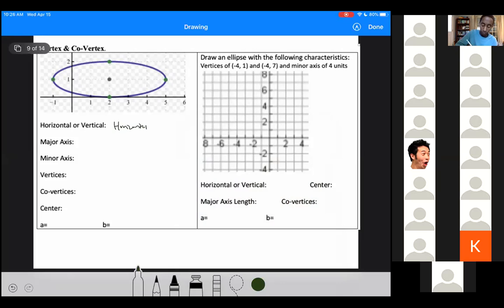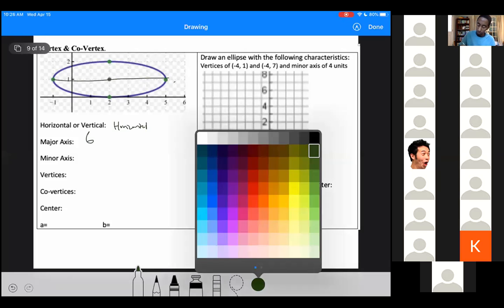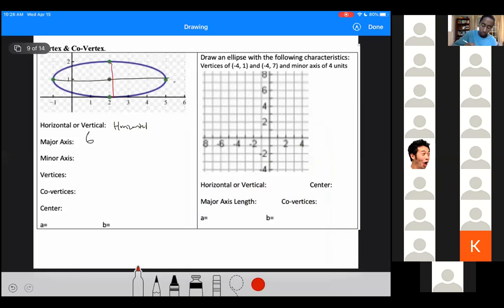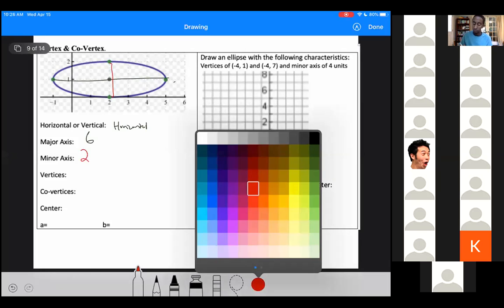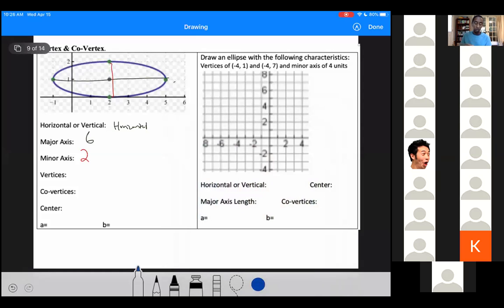Horizontal. The major axis is the longest axis, which in this case is all the way across here. So 1, 2, 3, 4, 5, 6. The minor axis is the smaller axis, which would be 2 here. Vertices, that's a new vocabulary word we need to know as well. Think like vertex. Usually a vertex on a parabola lies at the end of the axis of symmetry, where the axis of symmetry cuts through it.